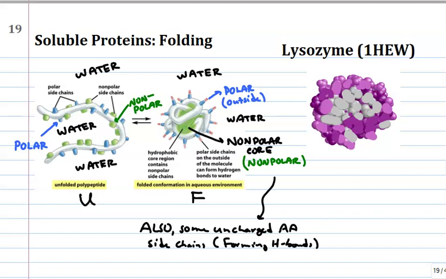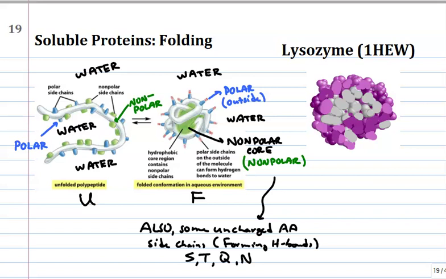Okay? So the nonpolar core can have other things. It's probably not going to have that many ionic interactions because the side chains have to be charged, but it definitely can have some uncharged amino acid side chains forming hydrogen bonds. And what comes to mind? The major players S, T, Q, and N for sure. I think those will be major players in that. So this is kind of just a rough example of protein folding.